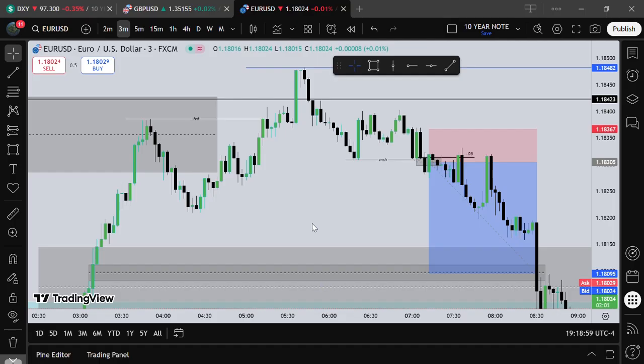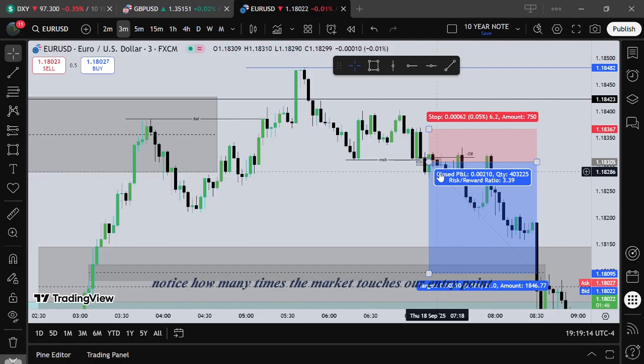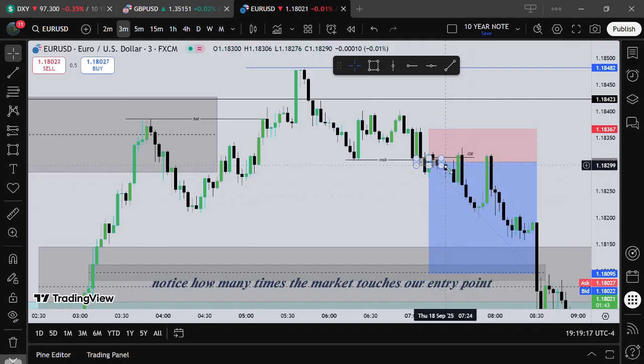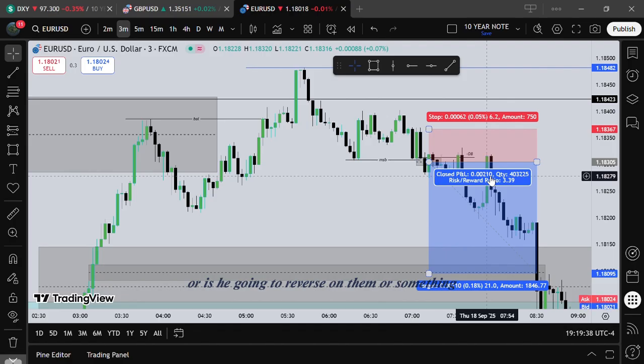So guys, this is the outcome of this setup. It's very simple. Notice how many times the market touches our entry point. The first time, the second time again. This is the kind of price action most traders are afraid of, wondering if it is going to retrace or reverse on them. But the main thing here is your bias.